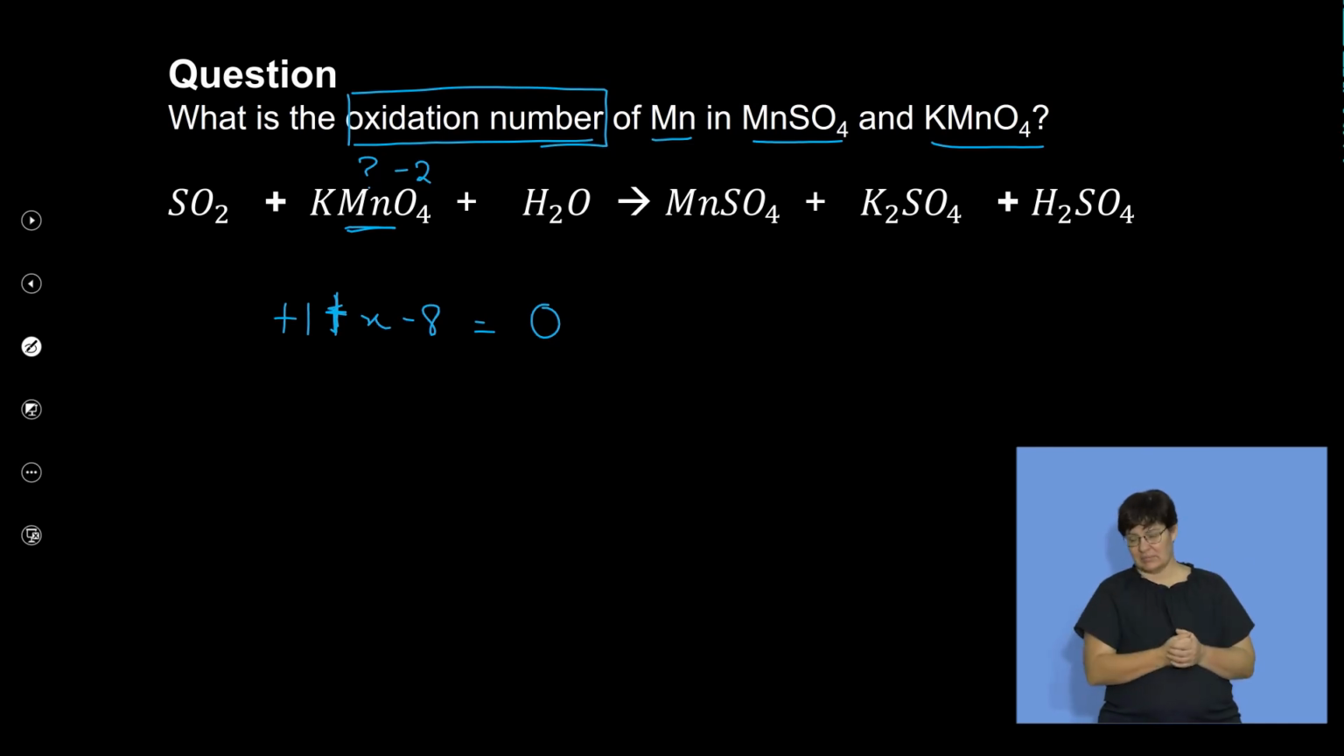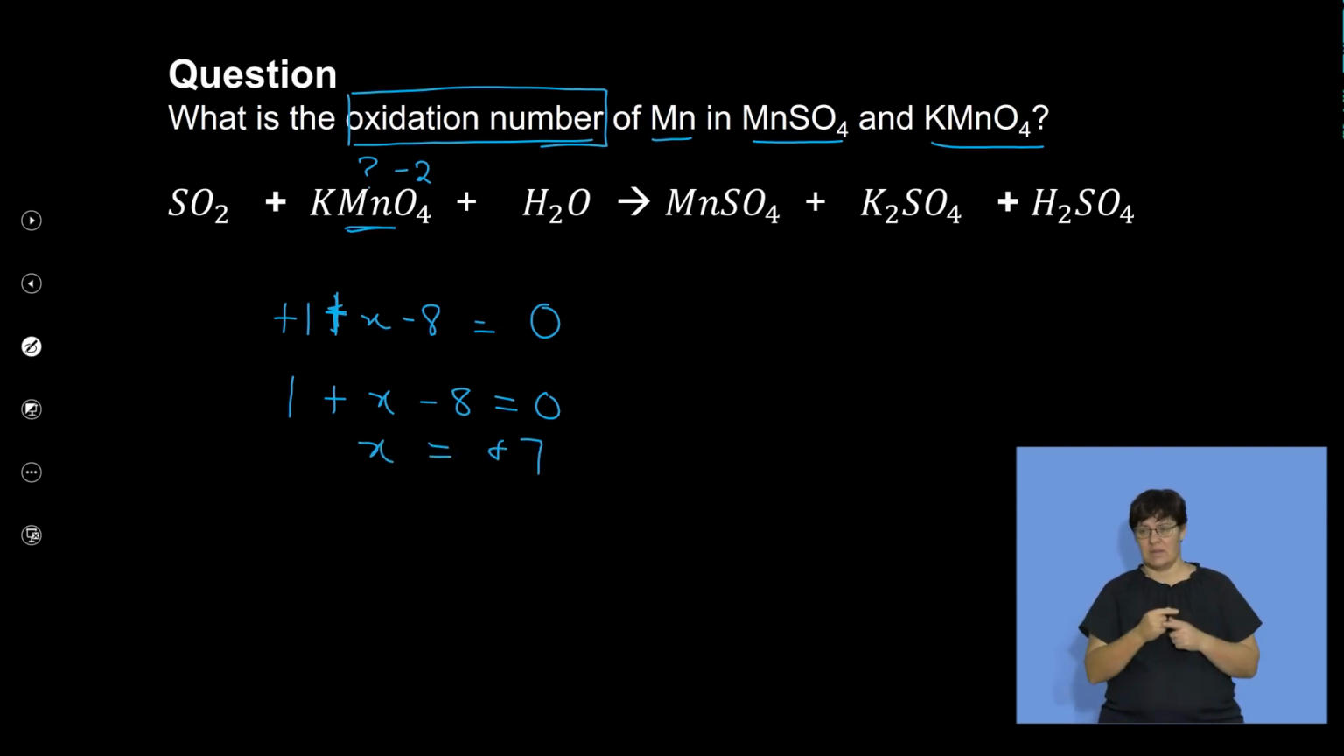So if that's the case, it means here this X is actually plus 7. Where is the 7 coming from? If we say 1 plus X minus 8 is equal to 0, you'll get X is equal to plus 7. So in potassium permanganate, the oxidation number of manganese is equal to plus 7.